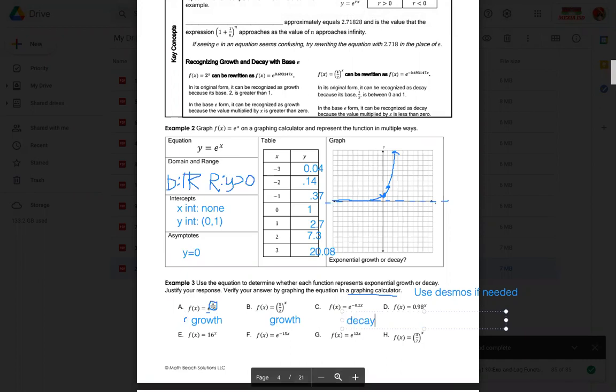Again, if you're looking at Desmos, remember a growth is going to look like this, while a decay comes from high and then falls off low. Again, this is not an e, so I'm looking at whether it's between 0 and 1 or greater than 1. Well, this is between, so I know this one's a decay.